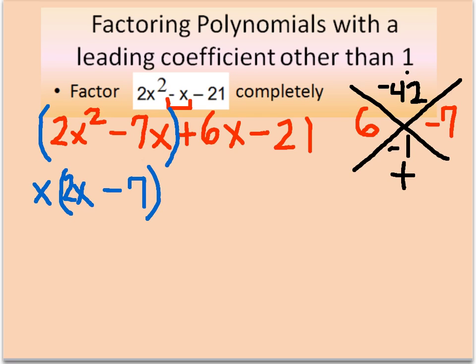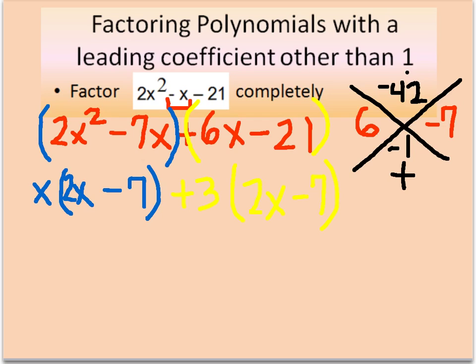Next, I look at my second group. I've got a positive 6x and a negative 21. The greatest common factor of those is a positive 3. So I'm going to factor out a positive 3. 6x divided by positive 3 is a positive 2x. Negative 21 divided by positive 3 is a negative 7.